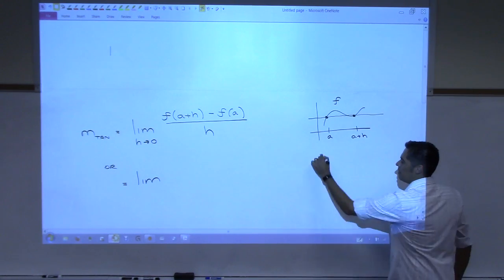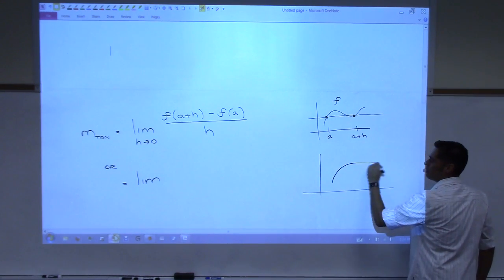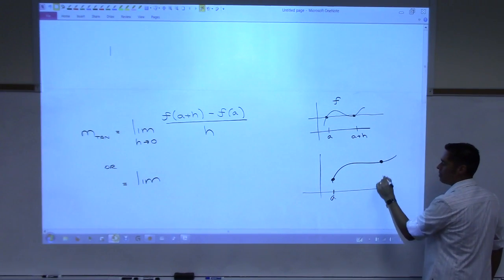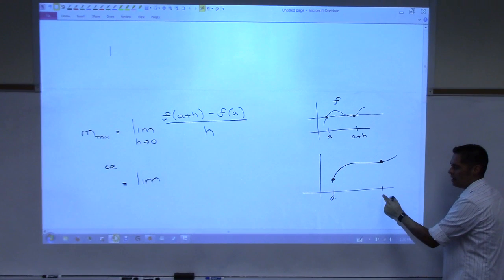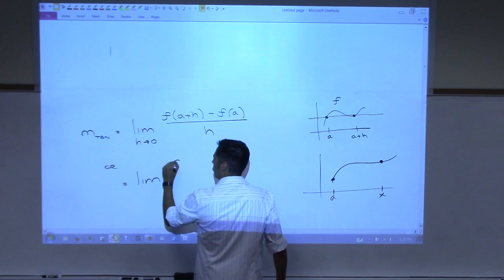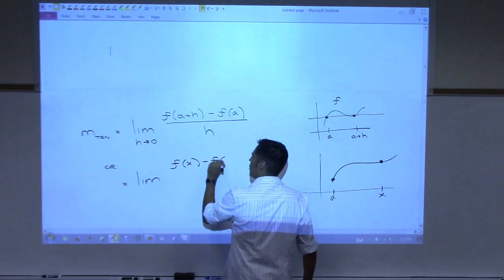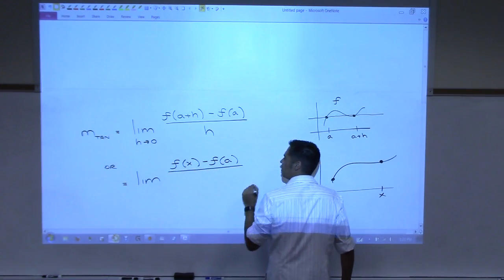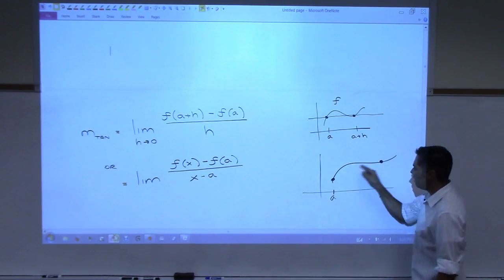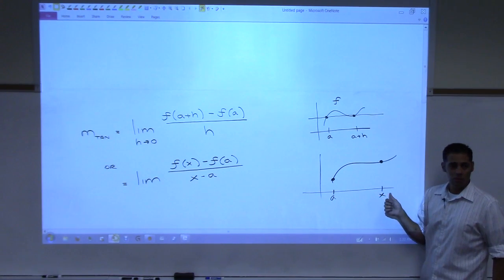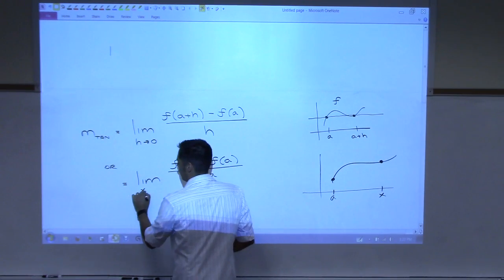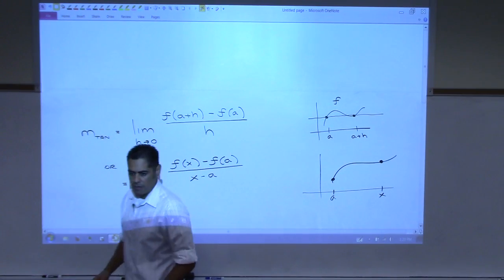No? Let me draw the picture, maybe we can get it if we draw the picture. Here's the point a, here's the other point, and I don't say a plus h, I say x here. So f of x minus f of a is the difference in the y coordinates, that's your rise. And x minus a, that's your run. And then what about the limit? How are you going to move this point to that point? x needs to approach a. Those are them, right there.